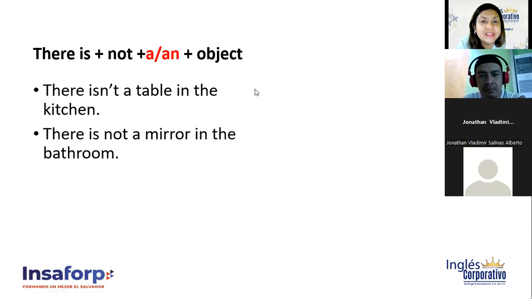Ahora, in negative, there is not plus a or an plus the object. There isn't or there is not a table in the kitchen. No hay una mesa en la cocina. There is not a mirror in the bathroom. No hay un espejo en el baño.